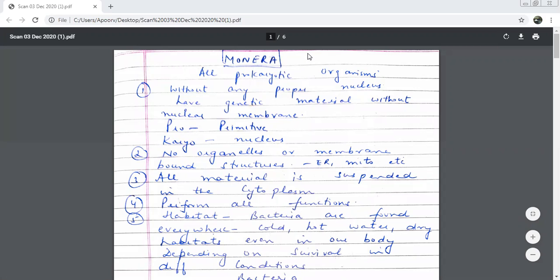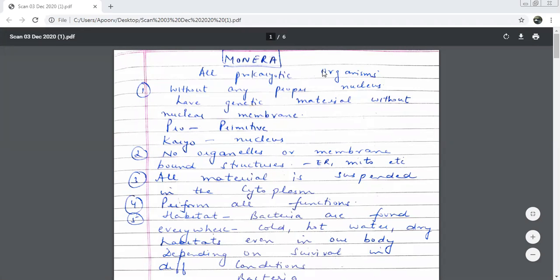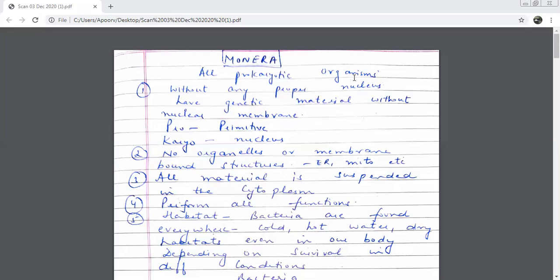Archaebacteria and new bacteria. What was the difference? Archaebacteria are the old bacteria, while comparatively newer bacteria are derived from them. The primitive ones are the archaebacteria and the modern ones are the new bacteria.